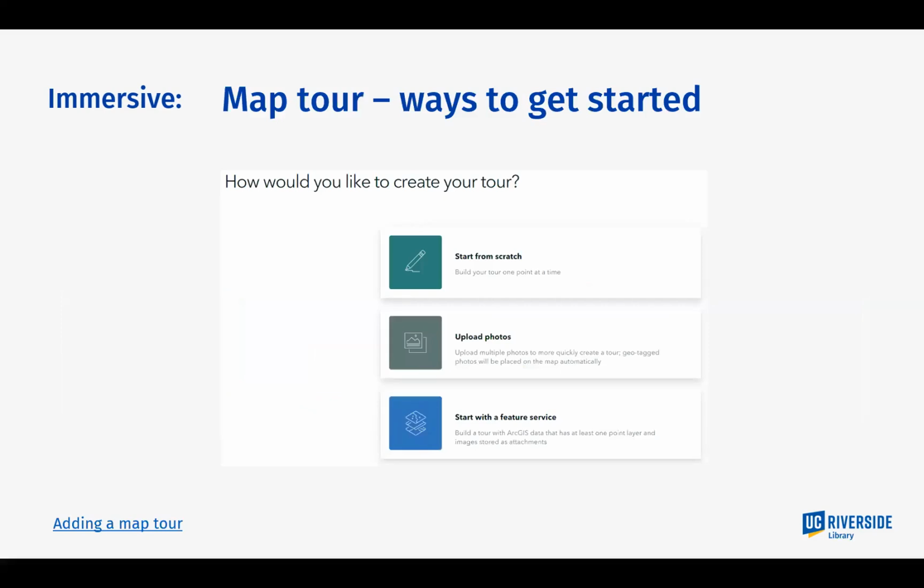So put that slide first, even though when you are going to create a map tour, this is what you'll see first before you get to making those choices. 3 different things you can do. You can start from scratch and just make your map tour right then and there. If you have photos that are geotagged, you can upload them and automatically the points on the map will be created based on what the geotag is. So that is a kind of a shortcut. Or the third thing is if you already have a map in ArcGIS that has a point layer with images stored as attachments, you can use that to create a map tour in your StoryMap.